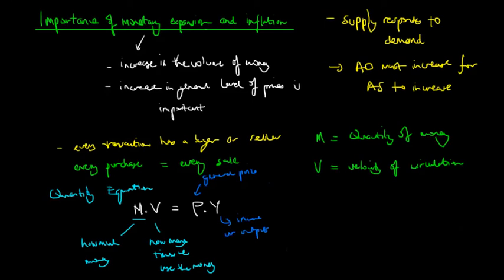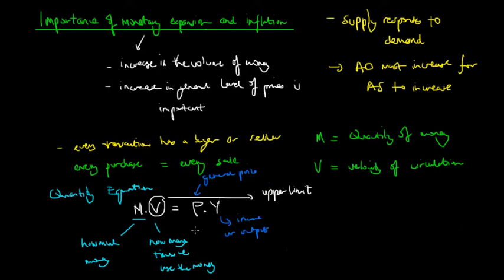Now, there is a problem to the velocity of circulation because we can only use money so many times. We can't spend, say, $100 100 million times because it becomes A, impractical, and 2, we just can't spend money that many times. And so what this means is there is an upper limit to V, or the velocity of circulation. There is an upper limit.